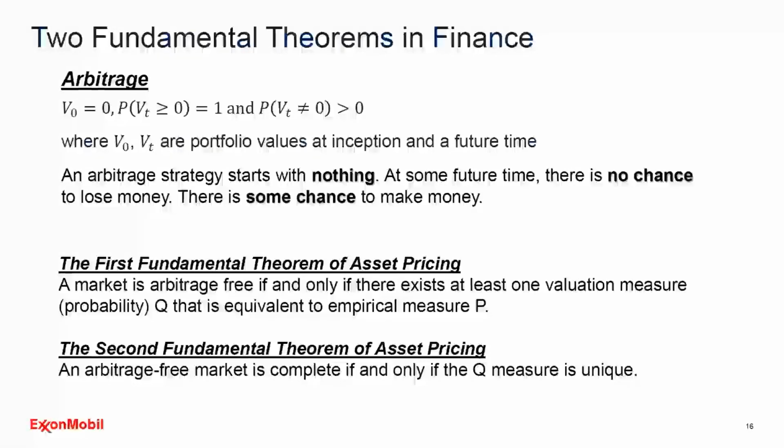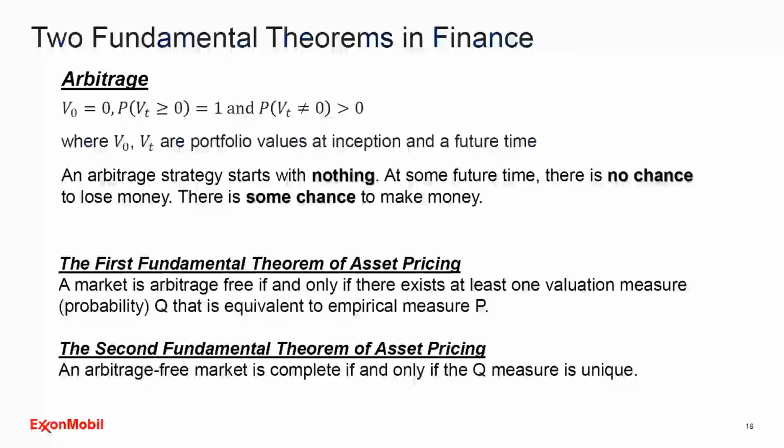Arbitrage basically has three conditions. You start with zero money, an empty pocket. Then with no chance of losing money, but with strictly positive chance, you are going to make some money. This is arbitrage. If the market is liquid enough or efficient enough, there shouldn't be any arbitrage opportunity. For that reason, the value of the deal is equivalent to the hedging cost.